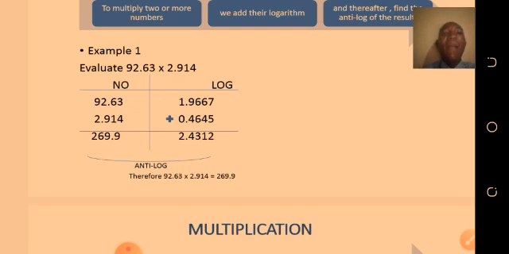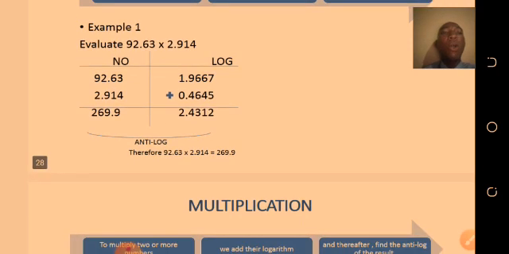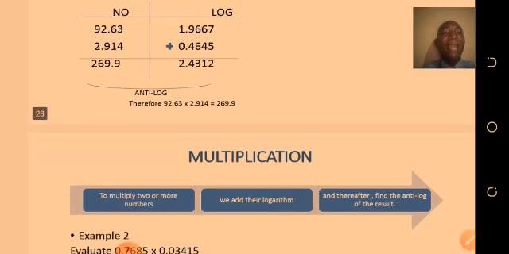2699. And remember, to fix the decimal point, you consider your characteristics. And our characteristics there is 2. When you add 1 to 2, that will give us 3. That means we are placing the decimal point after the third figure. The first figure there is 2. The second figure is 6. The third figure there is 9. So our answer will now be what? 269.9. That is example 1.